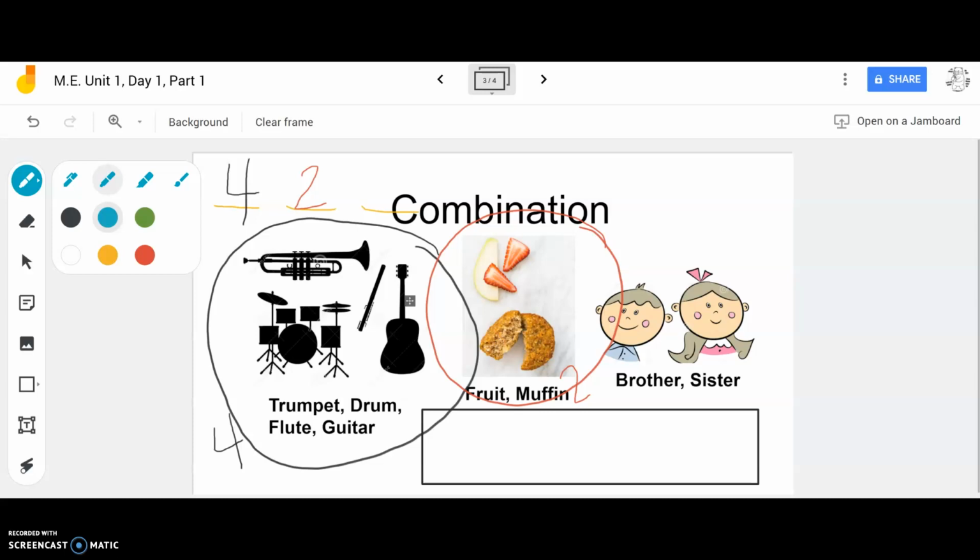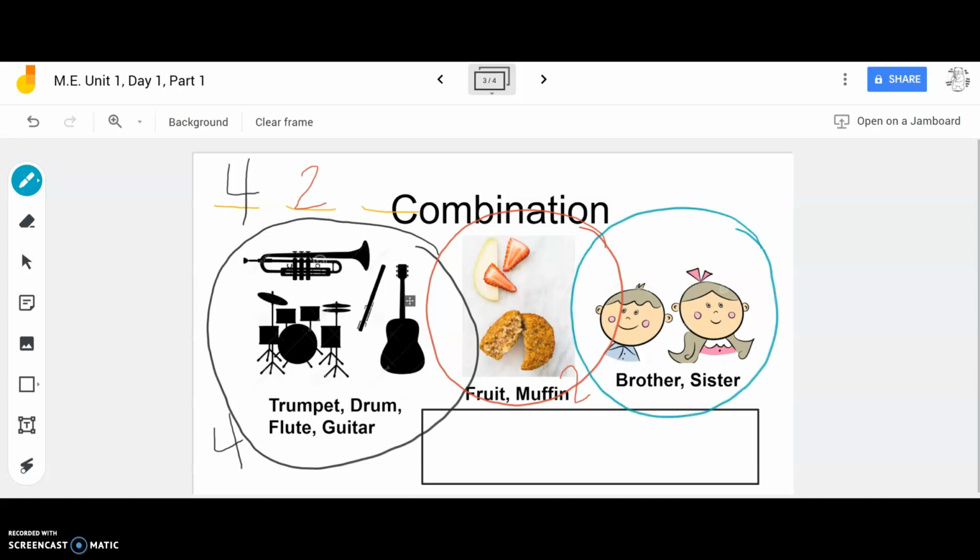In my third category are siblings. I see 2 siblings in my option. So then my third number in my equation is going to be 2. So that means, let's say I could do drums, eat a muffin, and play with my brother. That's one combination I can make. Or no, I'm going to play my flute, eat a muffin, and play with my sister. That's another combination. We could draw a picture to show all those possible combinations, but we're starting to get a lot of categories and a lot of options.